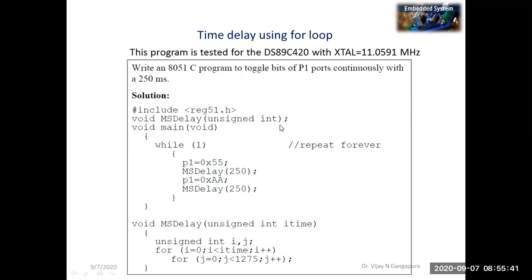Depending on the microcontroller you have used in your embedded system and the frequency of the crystal connected to that microcontroller, we can determine this constant value. Okay, and we can then generate a precise delay. In this way we can generate time delay using a for loop.